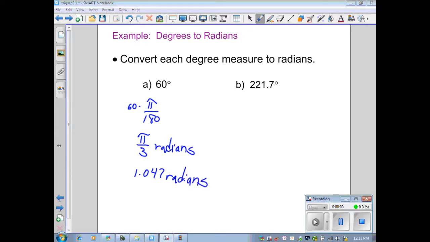Example B wants us to convert 221.7 degrees into radians. Again, the same procedure: 221.7 times pi over 180. The problem here is that 60 simplified into 180 evenly, but 221.7 over 180 doesn't simplify evenly. So we'll just use the calculator.